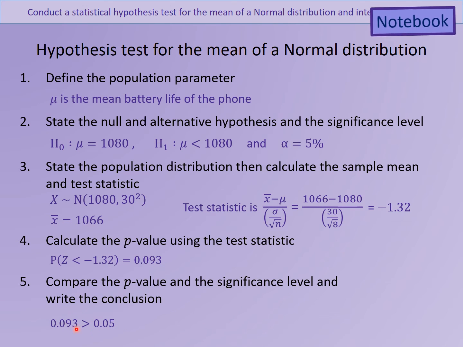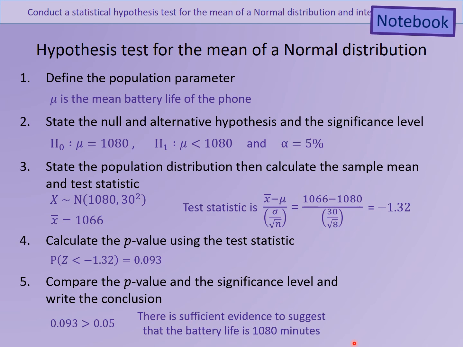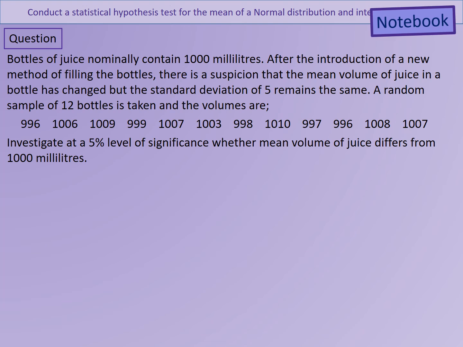Now 0.093 is greater than 0.05, our significance level. So therefore, there is significant evidence to suggest the battery life is 1080. So we kept the null hypothesis in that case. We accepted, with significant evidence, the null hypothesis.